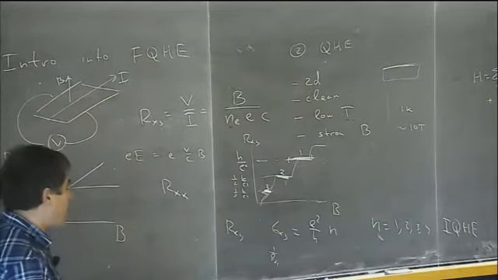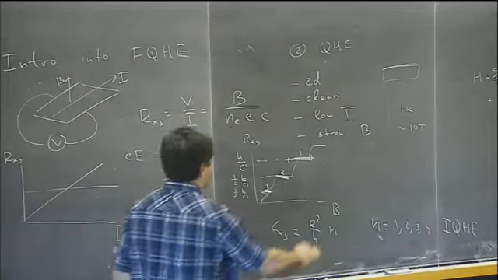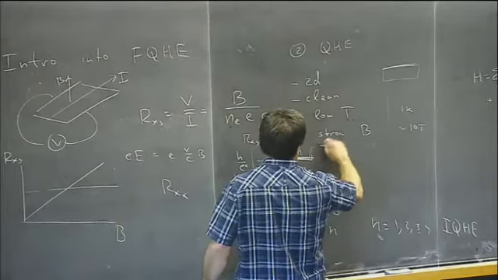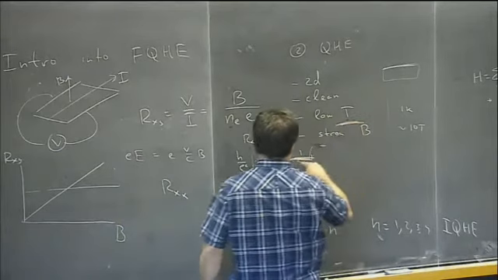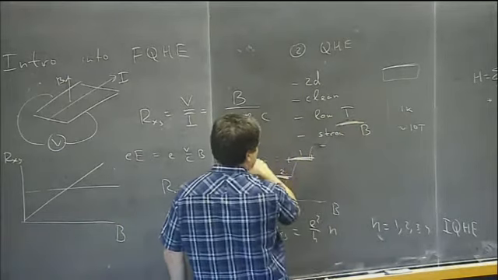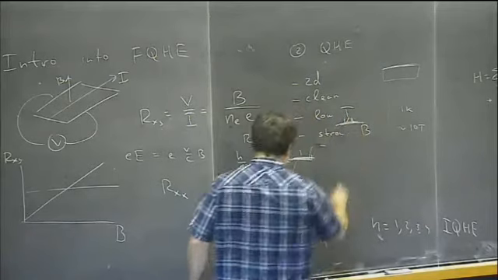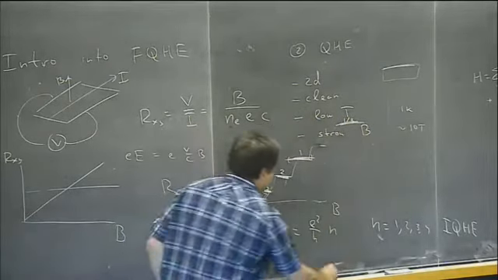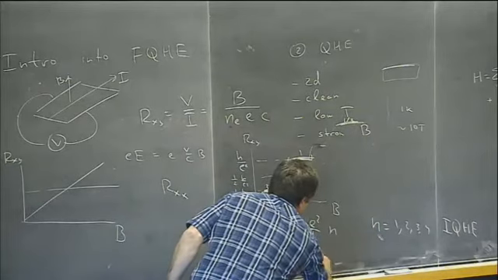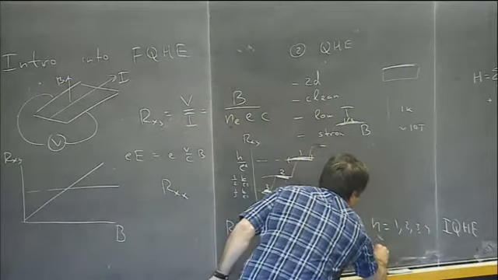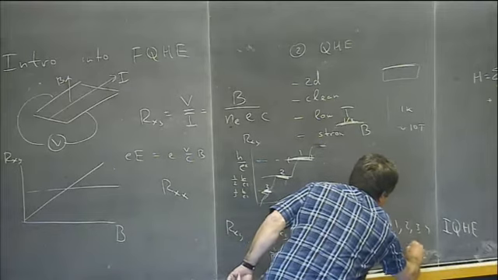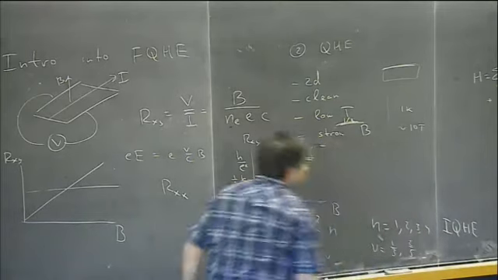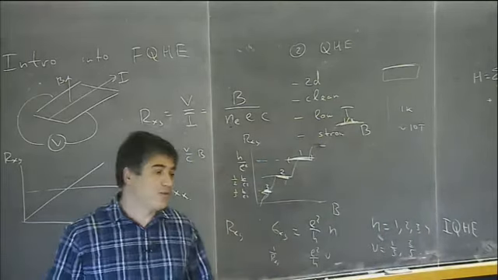But then, as a surprise, the next plateau was observed at the value of 3h over e squared, which corresponds to a coefficient, instead of n being 1, of 1/3. So we write generally e squared over h times nu, and nu can also be 1/3, 2/5, and other fractional numbers. And this is called the fractional quantum Hall effect.